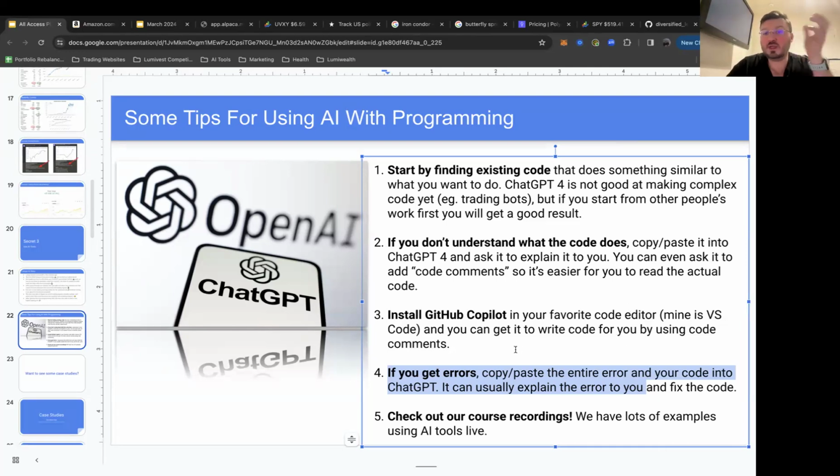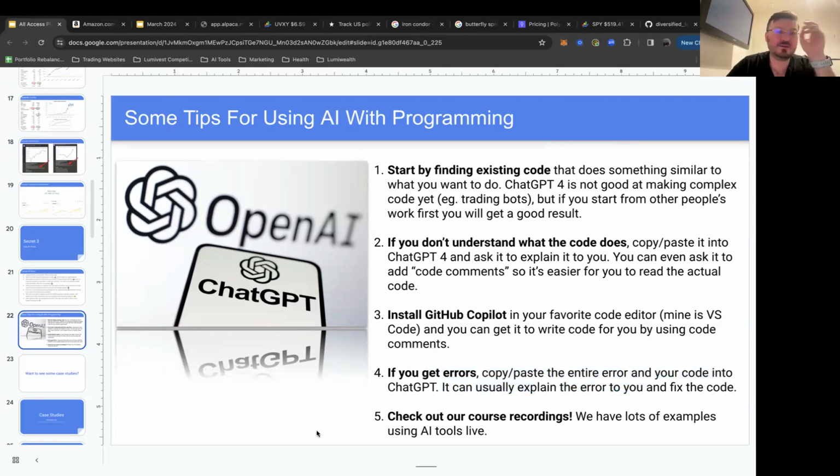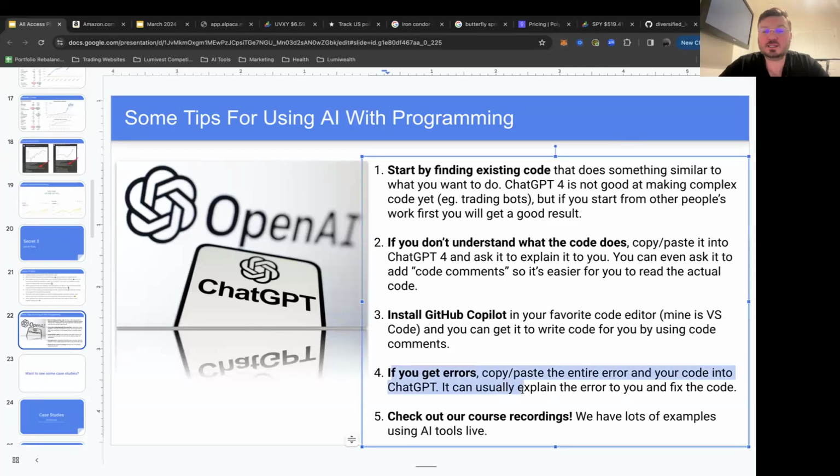Errors could be the worst thing. People say they're frustrated to learn coding because every time you code, you miss a semicolon and your whole thing breaks. That's a thing of the past now. If you have that problem, put it into ChatGPT, and it'll fix it for you very easily. Okay, cool. So that's number 4.